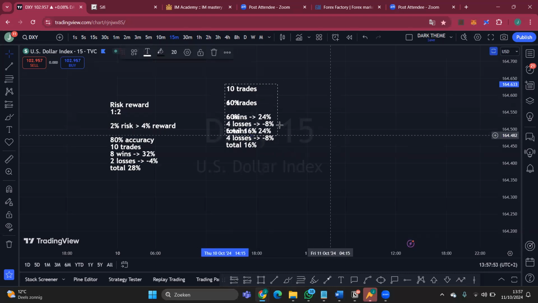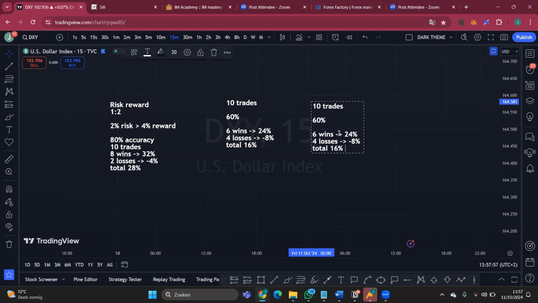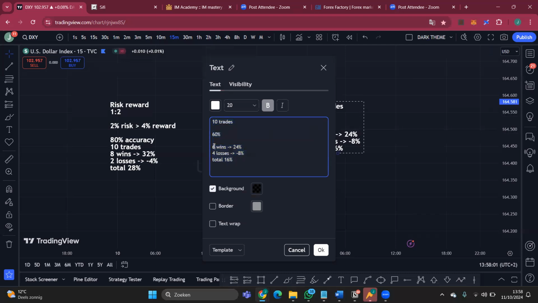Now, let's say it's even worse. Let's say you have less than half of your trades right. So you place 10 trades and you have 4 wins and 6 losses. Doing 4 wins will get you 16% profit. Doing 6 losses will get you minus 12. You still have a total of 4% profit after those 10 trades.